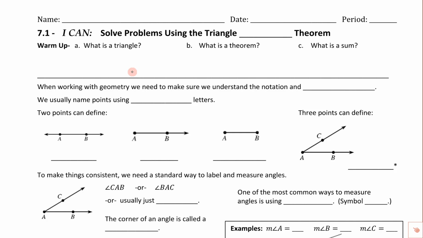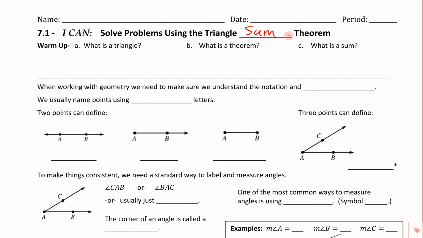We're ready to get started with Unit 7, and Unit 7 involves a lot of geometry. The first thing that we're going to talk about is the Triangle Sum Theorem, S-U-M. The I can statement here is I can solve problems using the Triangle Sum Theorem. You actually learned the Triangle Sum Theorem, along with some other vocabulary words that I'm going to remind you of today. So let's take a look at the warm-up here.